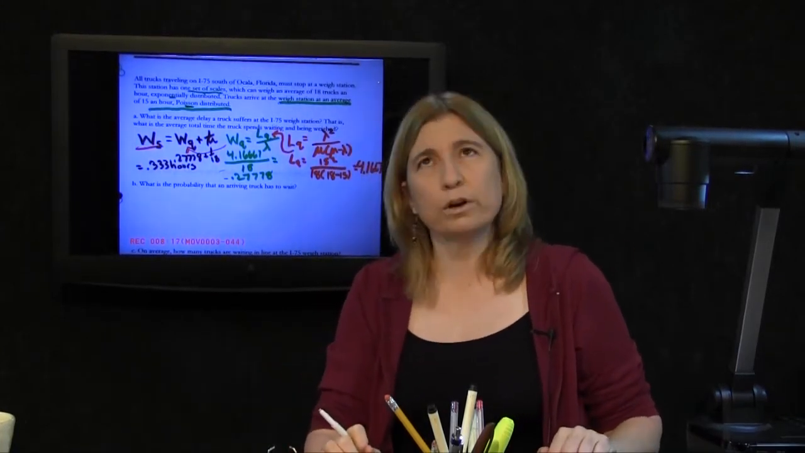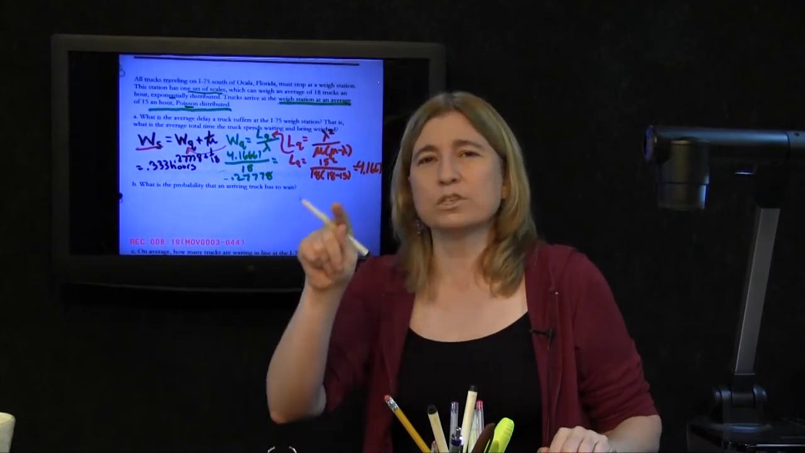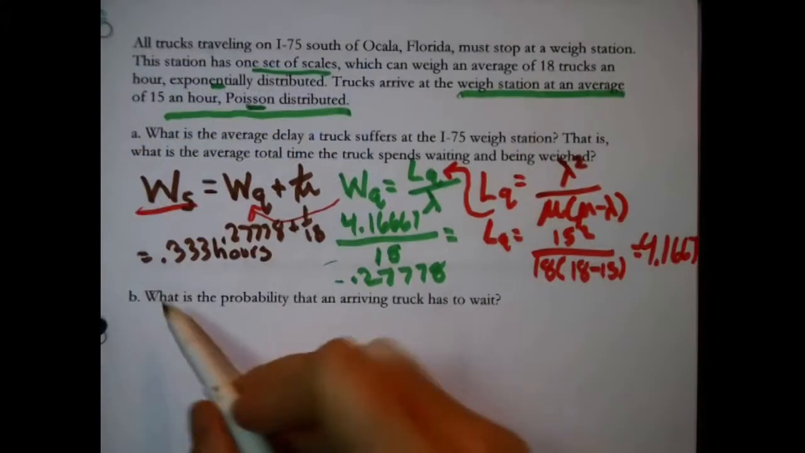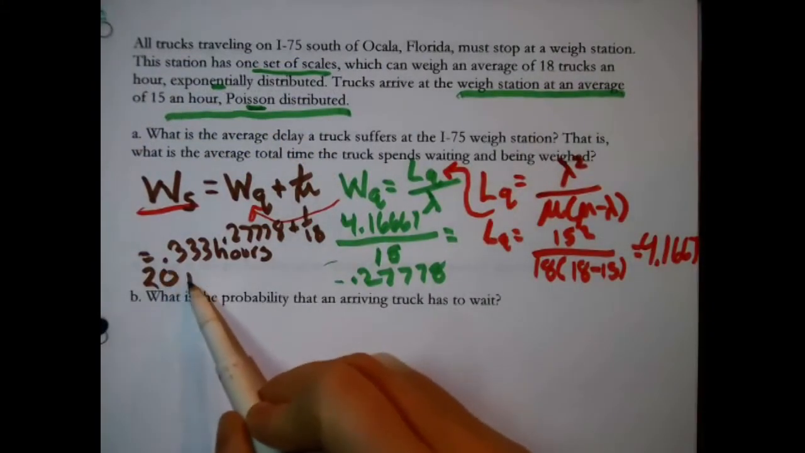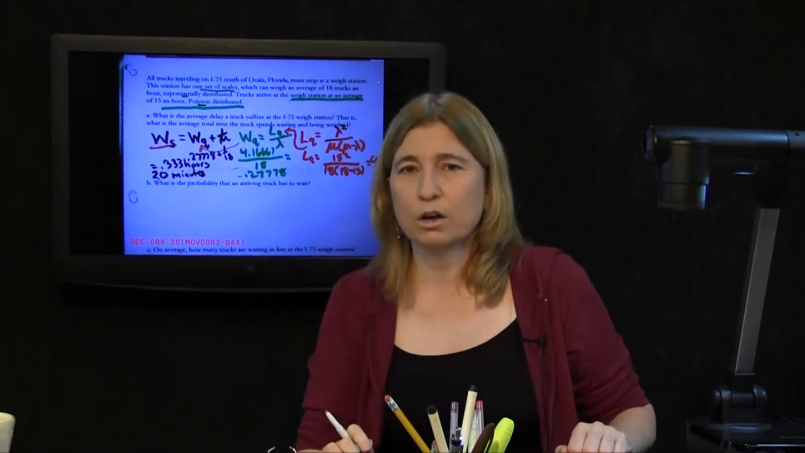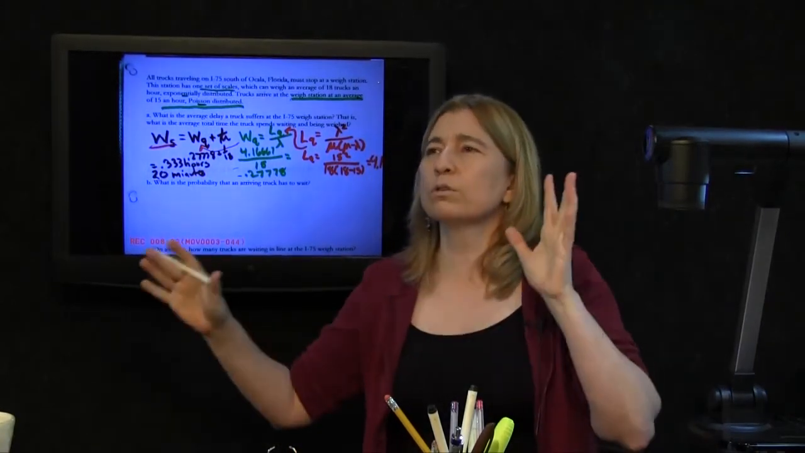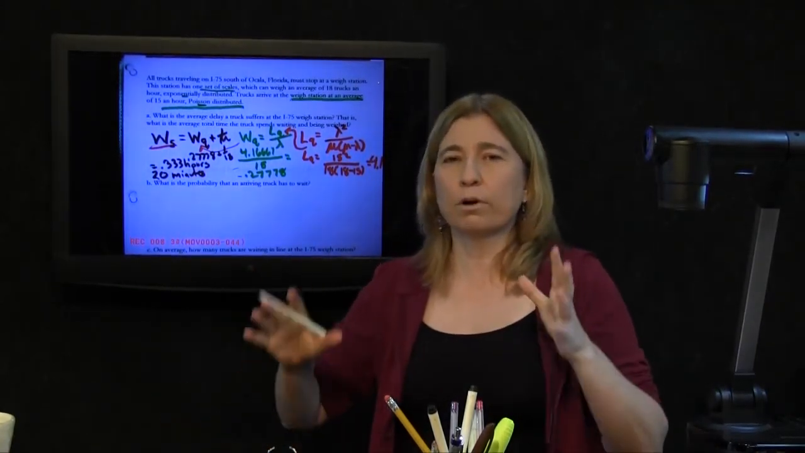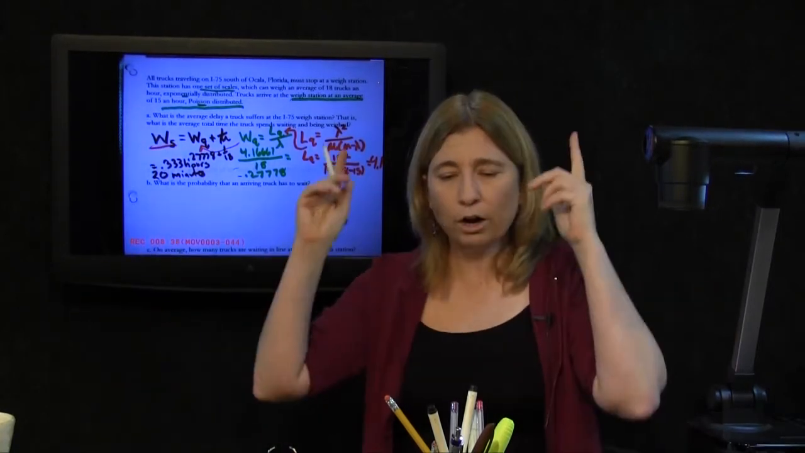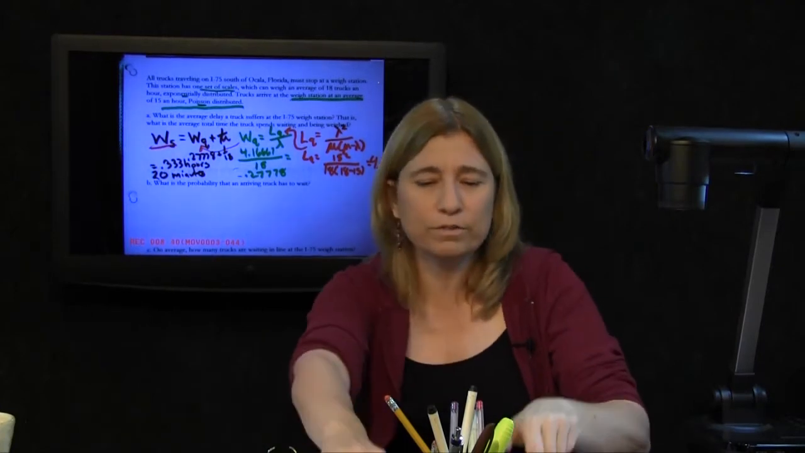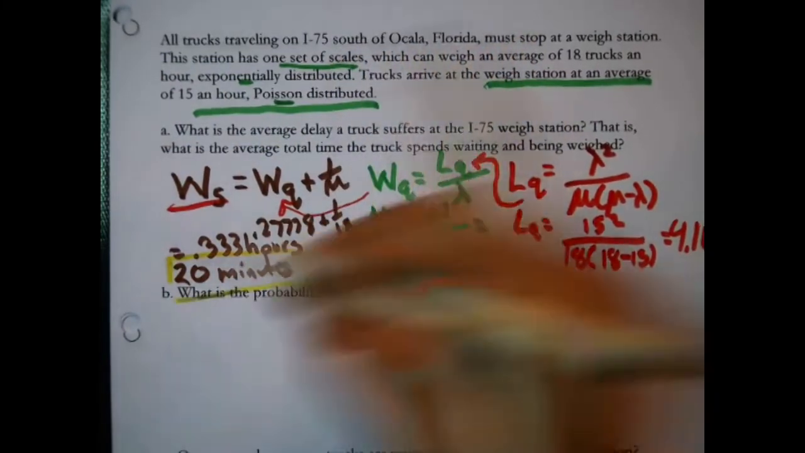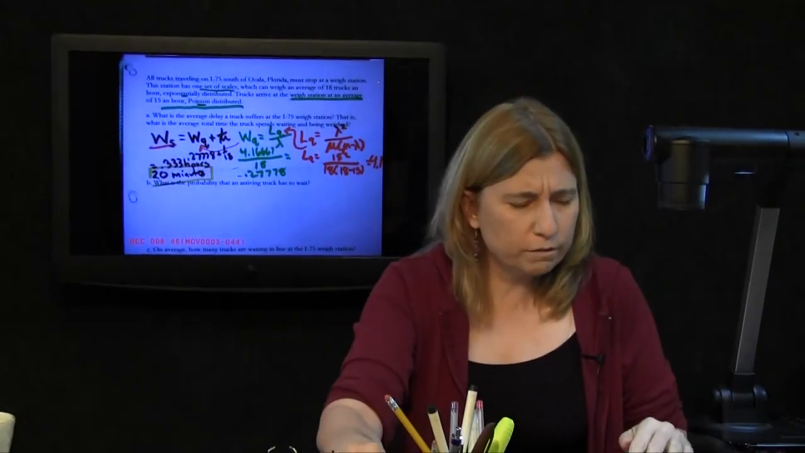For instance, 0.3333 times 60, there's 60 minutes in an hour, would reveal that's the same thing as essentially 20 minutes. Oh, okay, so the average total delay at this station for a truck is about 20 minutes. All right, fine, actually, so finally we've answered just this first question. Let's see if the second question goes any faster.